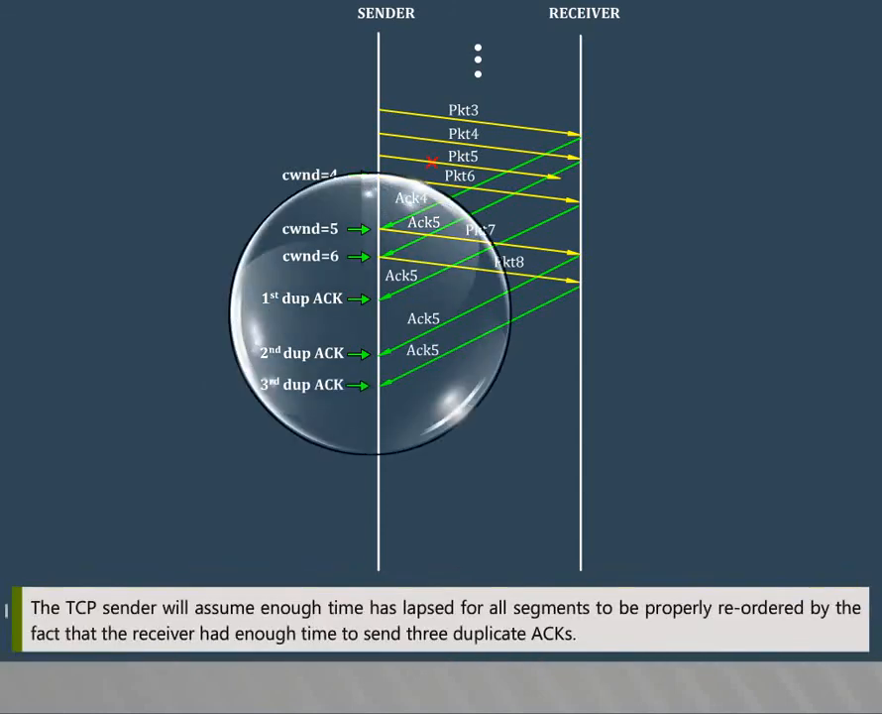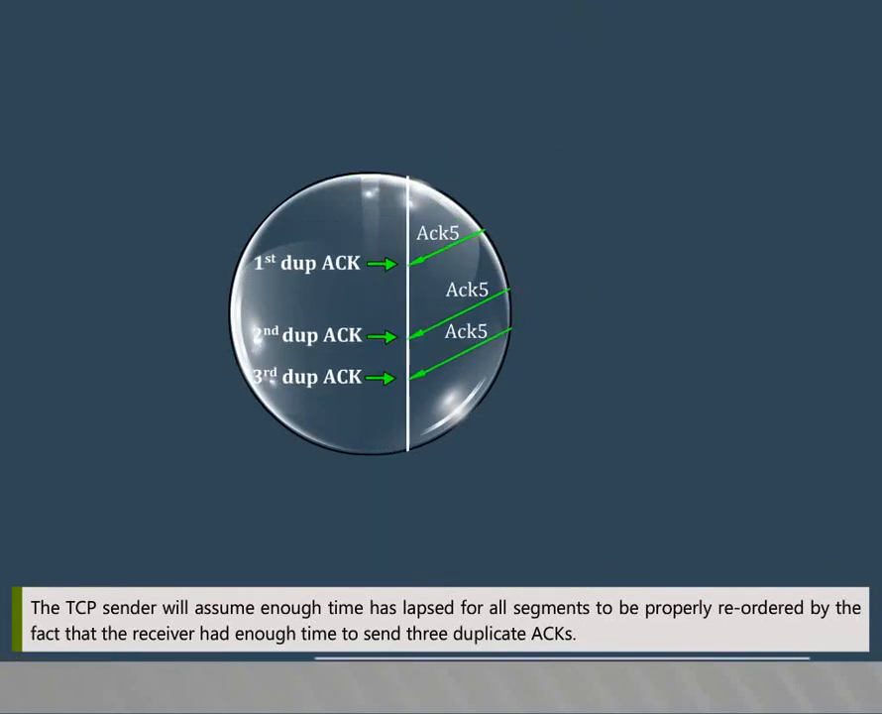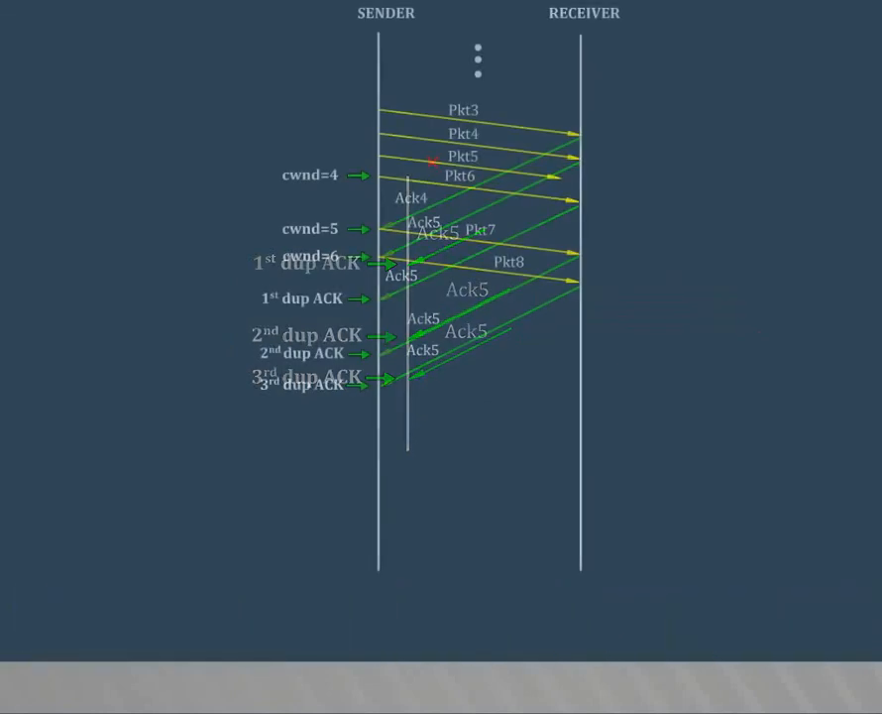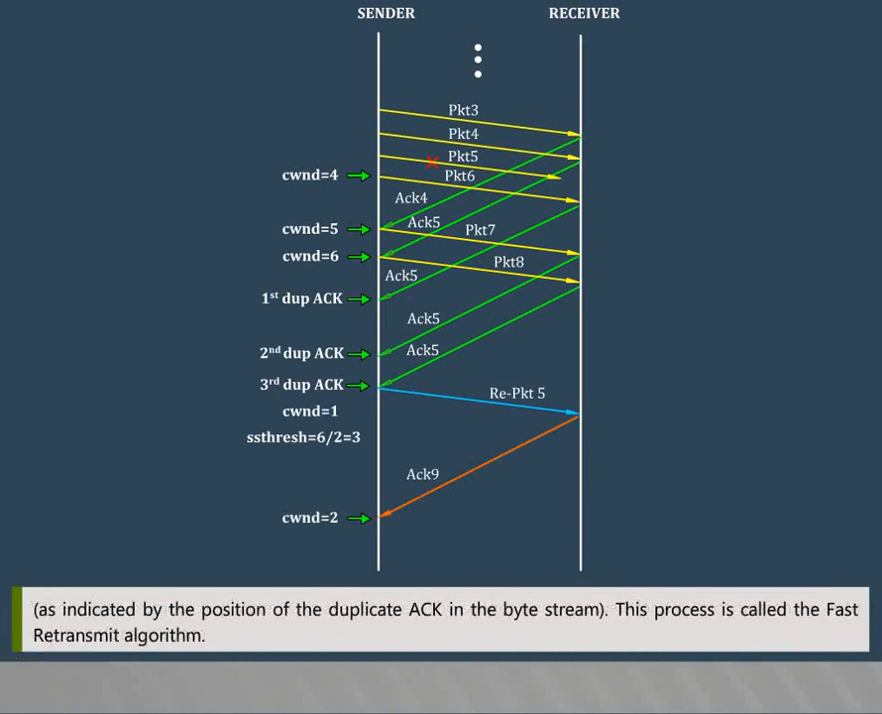The TCP sender will assume enough time has elapsed for all segments to be properly reordered by the fact that the receiver had enough time to send 3 duplicate acknowledgements. When 3 or more duplicate acknowledgements are received, the sender does not wait for a retransmission timer to expire before retransmitting the segment as indicated by the position of the duplicate acknowledgement in the byte stream. This process is called the fast retransmit algorithm.